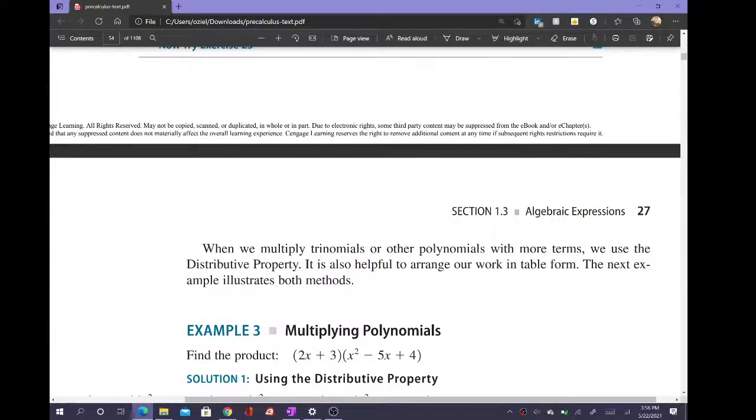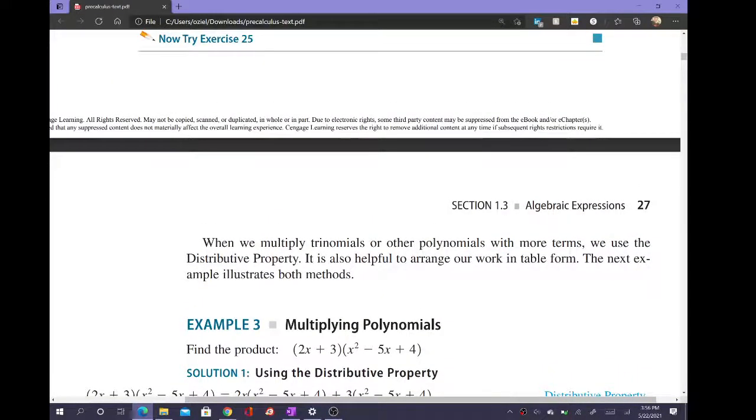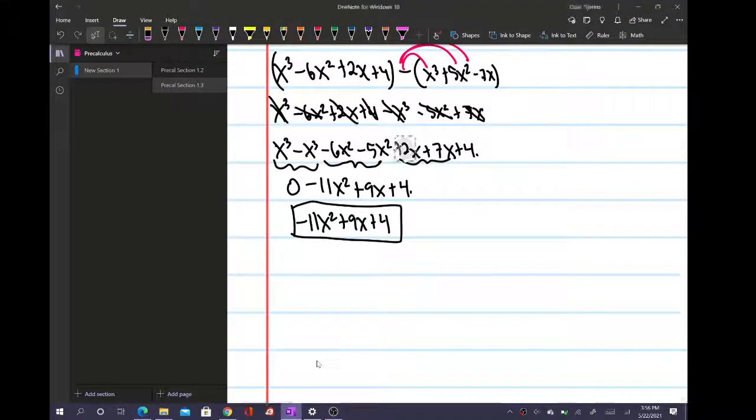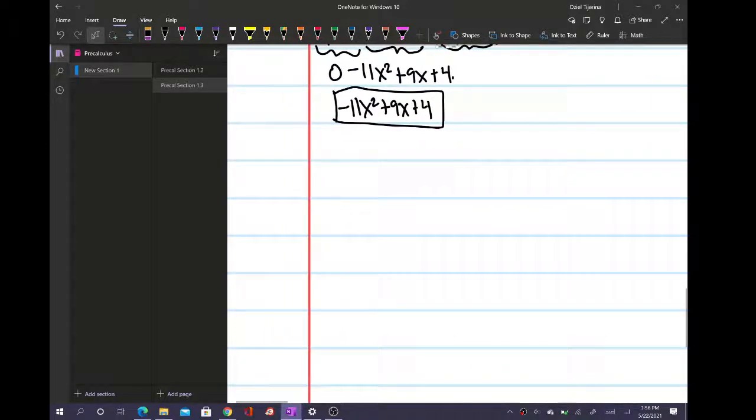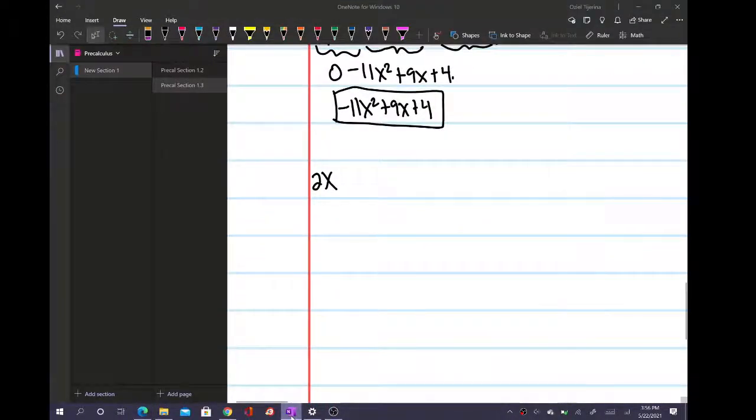So this one, I'm going to do it using the distributive property, okay? There's a way to do this, and you don't have to use the FOIL method for this. If the FOIL method is something you don't like to do, that's okay.